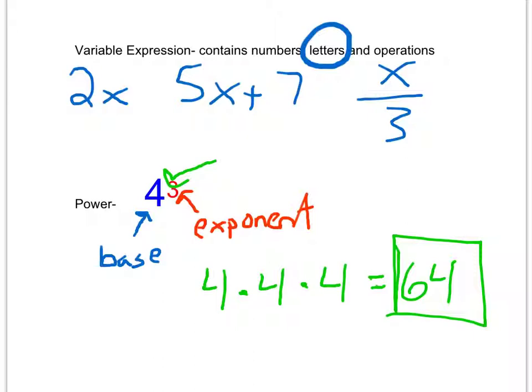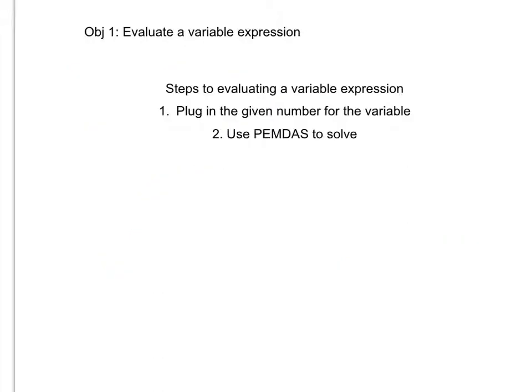So again, variable expressions and powers. You've got to know what that means when we talk about a power. Know that the base is the number that's being multiplied together, and the exponent tells you how many times. Let's go on to some examples now. Correction, before we can do any examples, we're going to have to write down the steps that I want you to use.